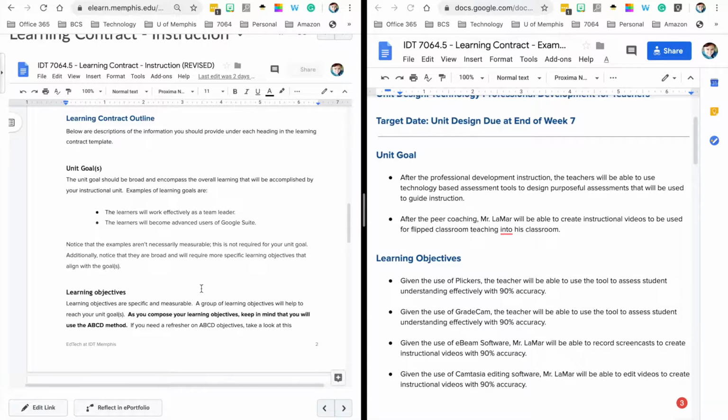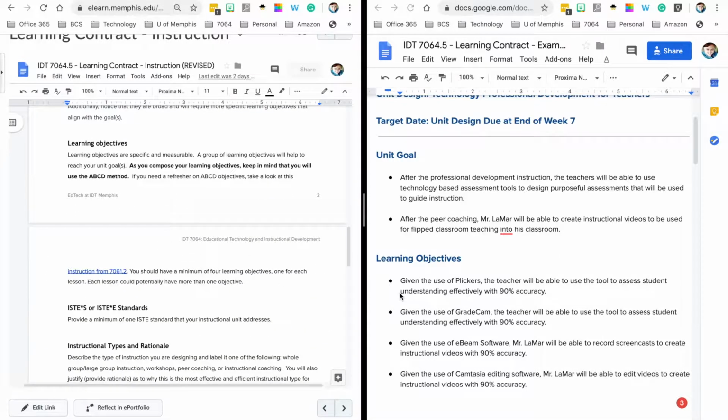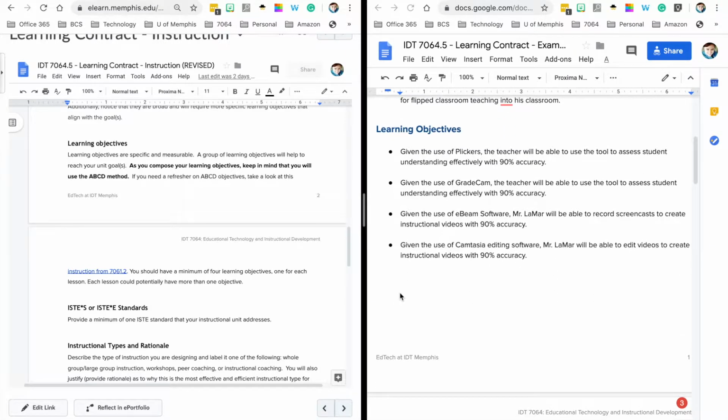Your learning objectives is where you are getting specific. We've talked at length about ABCD objectives: audience, behavior, condition, and degree. We had some extra instruction during this course, and I've also linked for you here the instruction for 7061.2. You need to have 4 different learning objectives, 1 for each lesson that you'll be writing. Once you actually write your lessons, you might have more learning objectives in those individual documents, but for the learning contract, you only need the overall one, your main goal essentially.